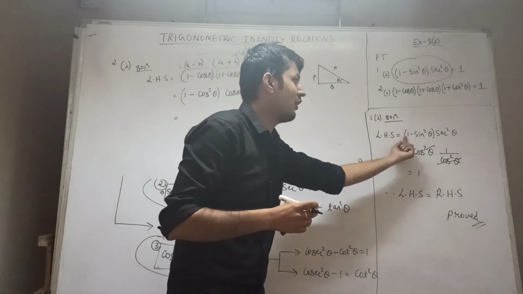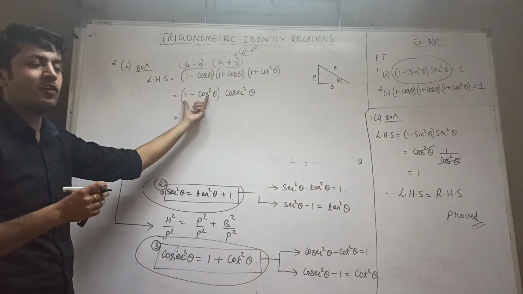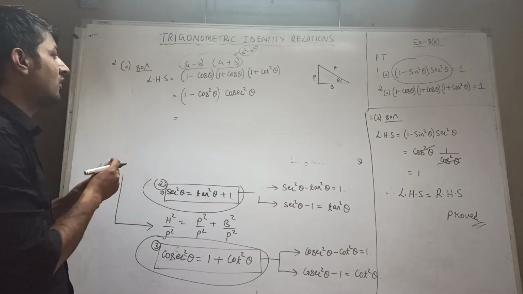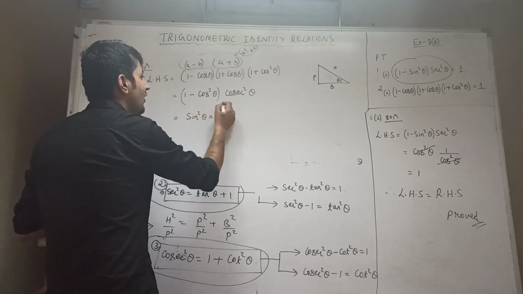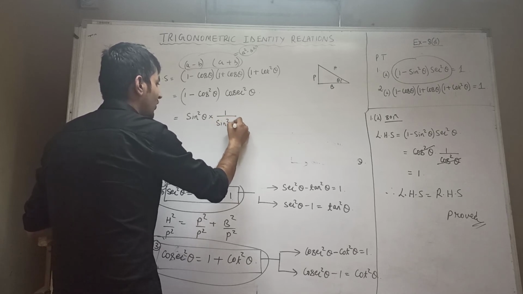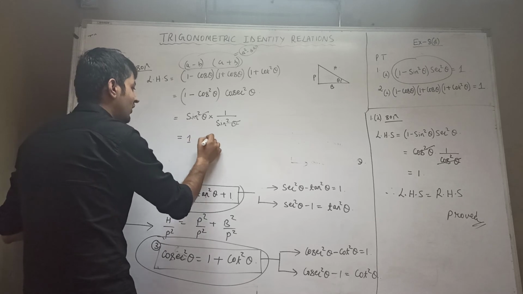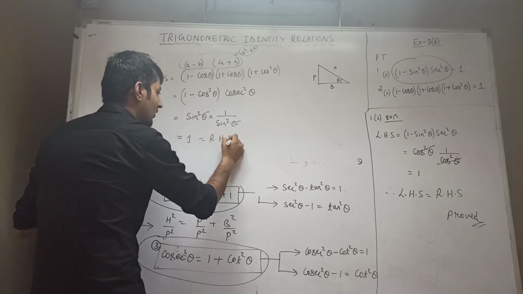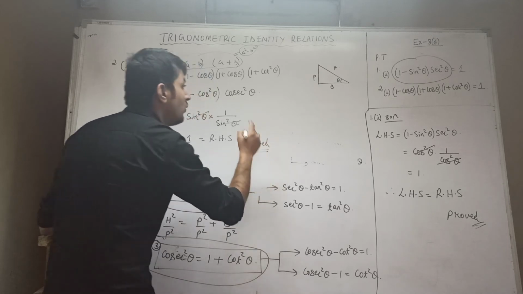Now, what is 1 minus cos square theta? As you can see, 1 minus sin square is cos square theta. So what will be 1 minus cos square theta? From your first identity relation, this will become your sin square theta. And in place of cosec square theta, I can write 1 by sin square theta. Sin and sin you can cancel. So you got it as 1, which is equal to RHS. And this is good. So I have done 2 numbers.